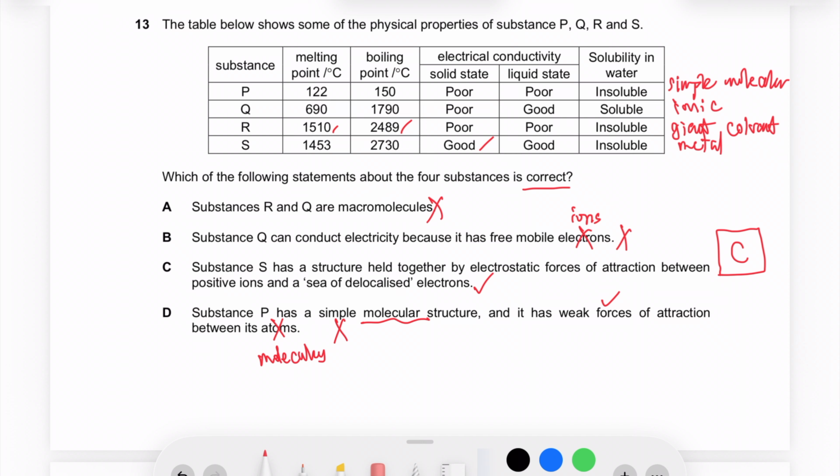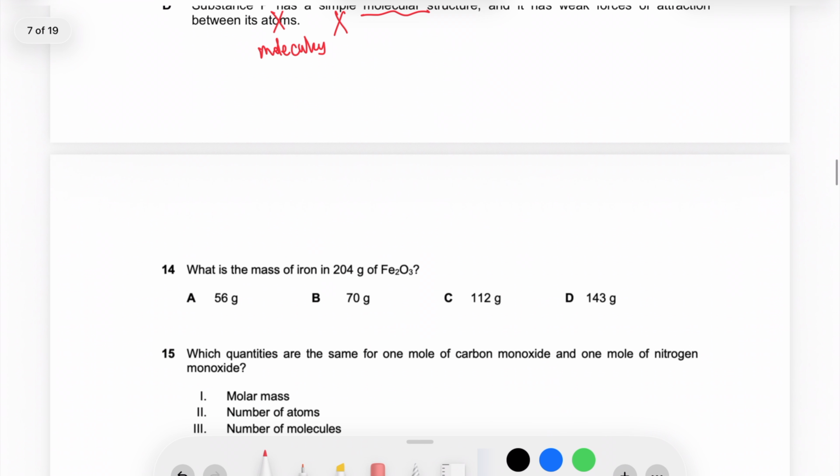Coming back, just now for this one, I think I have a typo. Covalent. So it's covalent. All right, let's carry on.